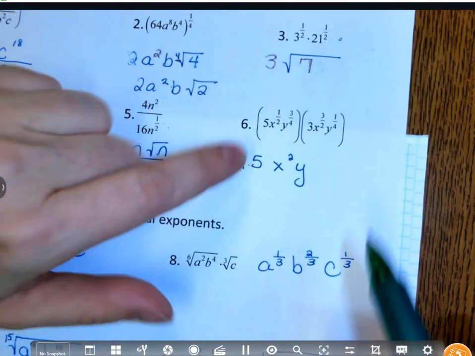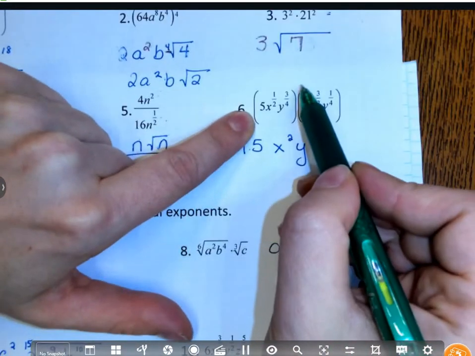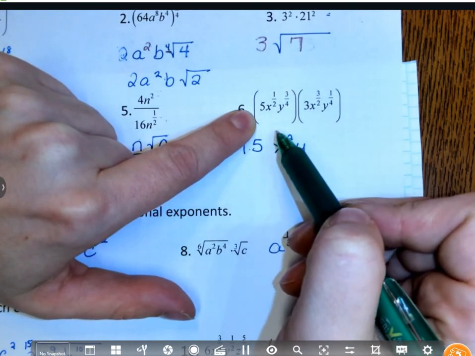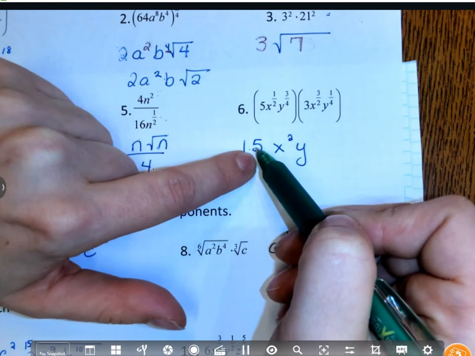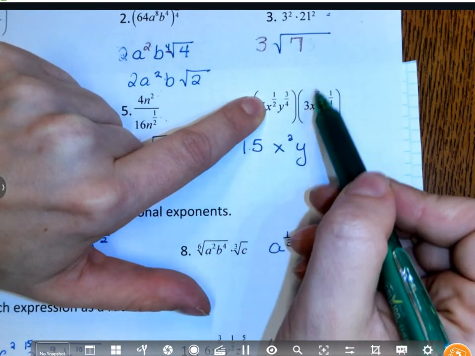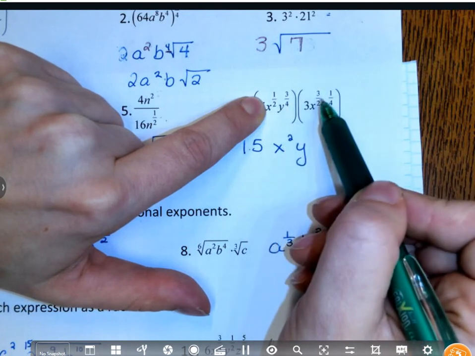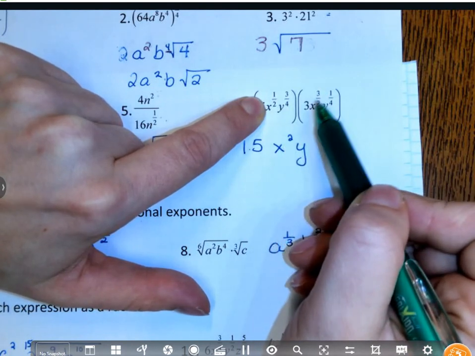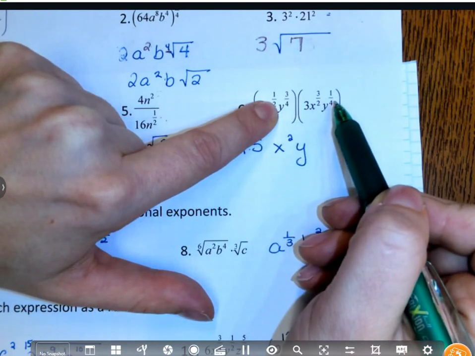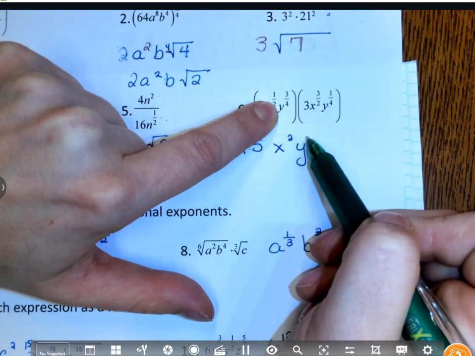So for number 6, it's just, do we have any exponents outside these parentheses? So I don't really need the parentheses. 5 times 3 is 15. That's that. And when I combine my x's, x to the 1/2 and x to the 3/2, I add those exponents. That's 4/2, which is 2. And then 3/4 plus 1/4 is 1. Okay?